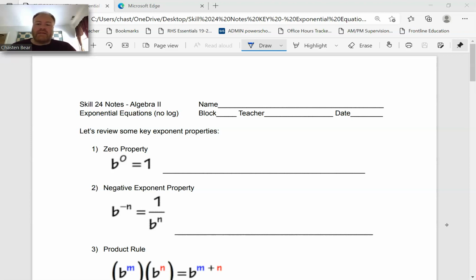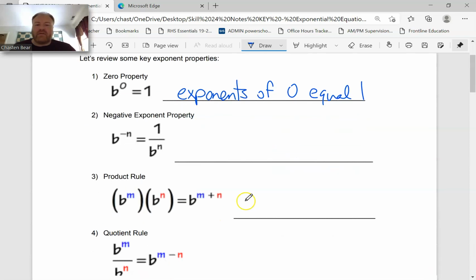So we're gonna need to know some exponent properties in order for us to be able to do this lesson successfully. The first property you should always know is that anything to the 0 power equals 1. So exponents of 0 equal 1. I'm just putting in words here what the property says. Not that you don't know these properties because you've used them a lot, but I just want to make sure that I put it in words.